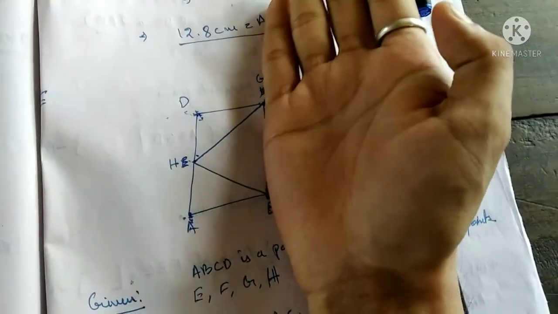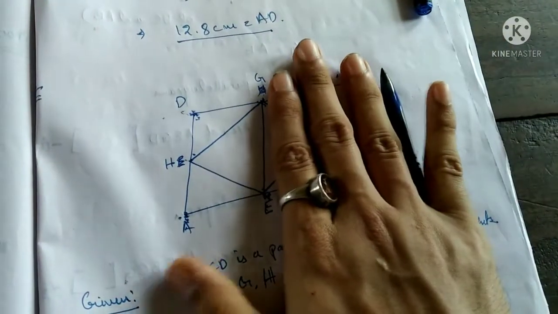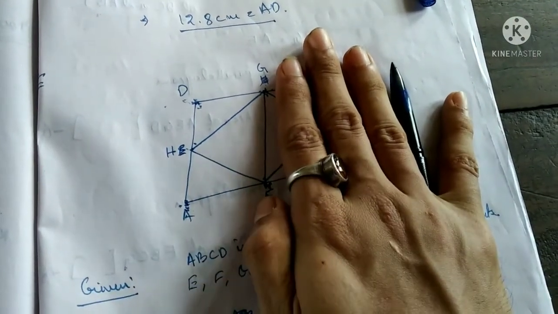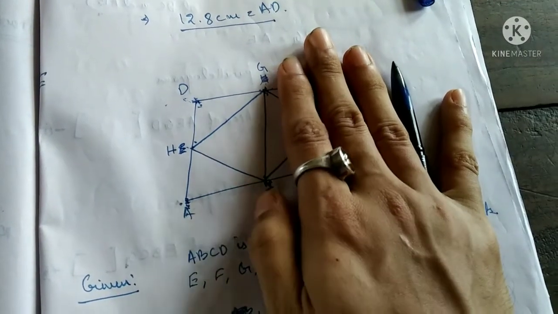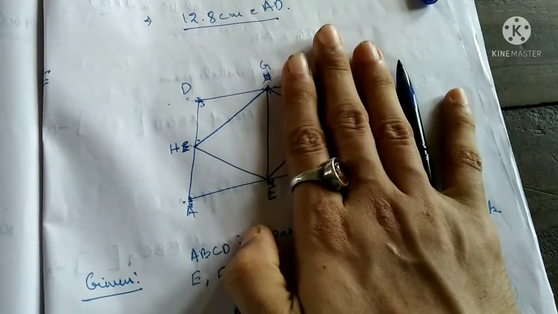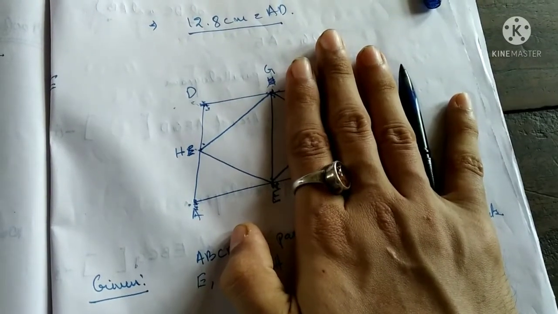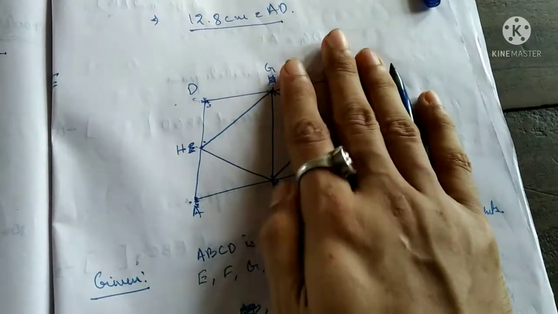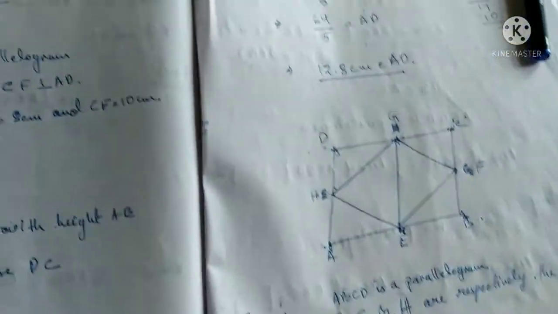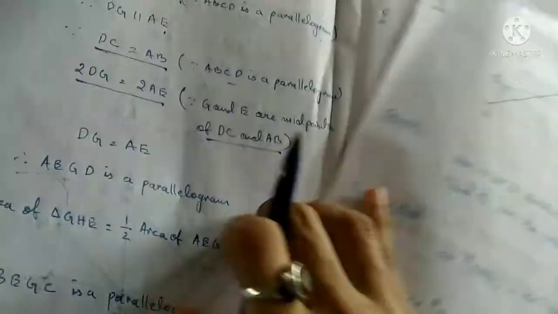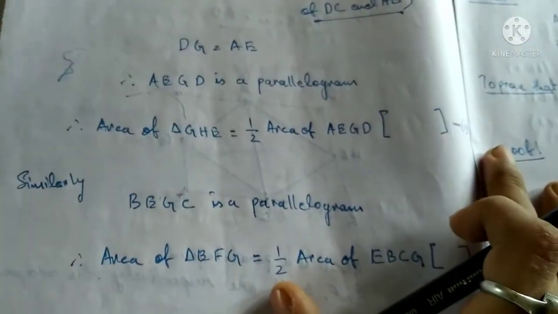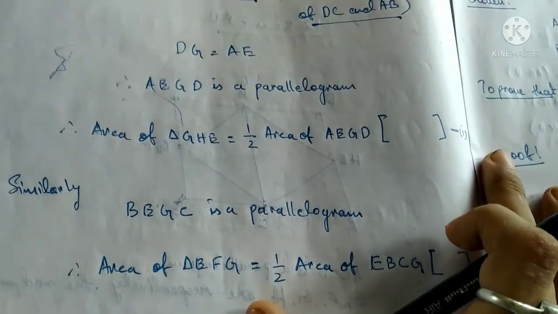Look only at this portion. Understand? This is a parallelogram, AEGD is a parallelogram, and in this parallelogram there is a triangle, EHG is a triangle. This triangle and the parallelogram have the same base and they lie between the same parallels. So therefore I can say that area of this triangle is equal to half the area of this parallelogram. That one only I have done. Area of triangle GHE is equal to half area of AEGD.